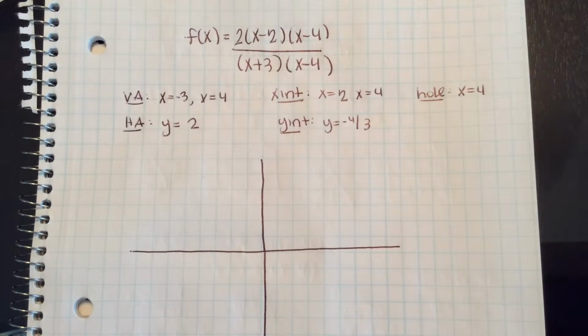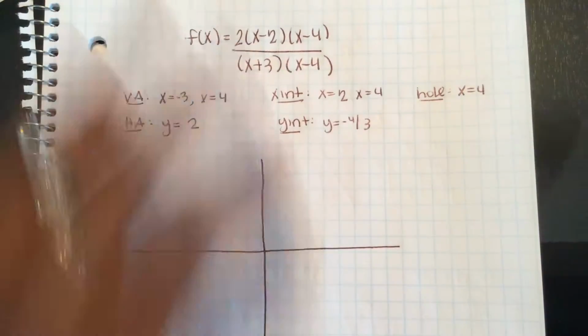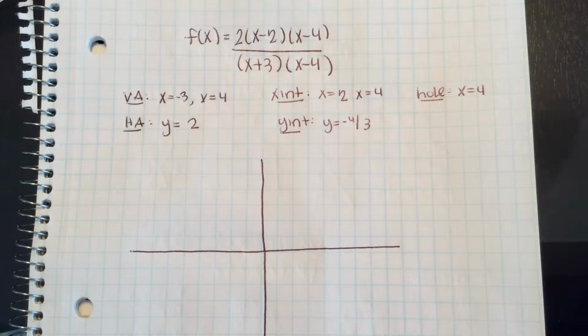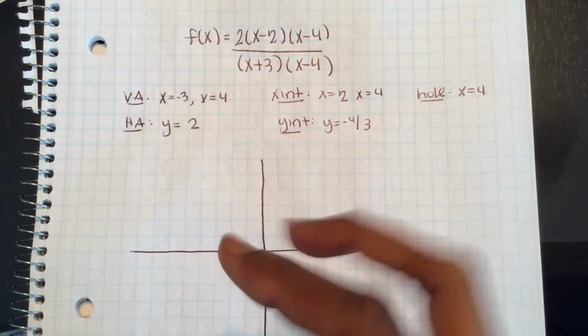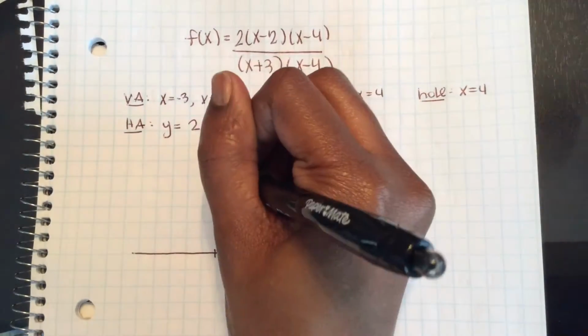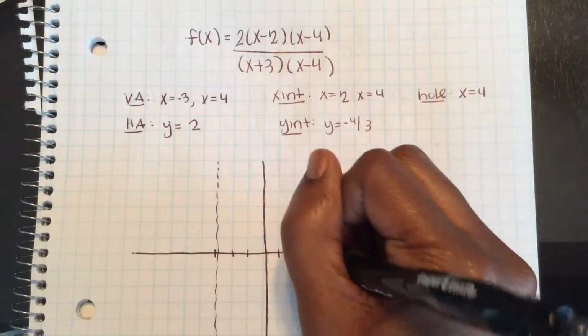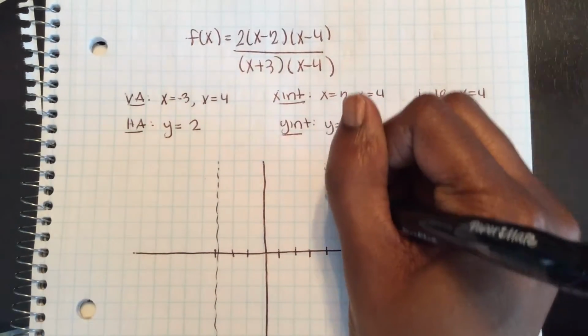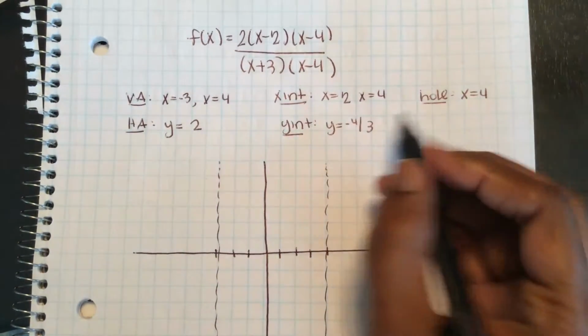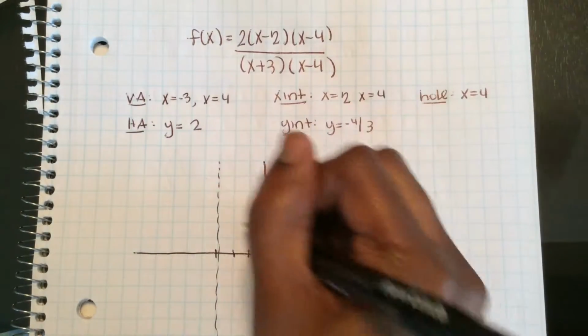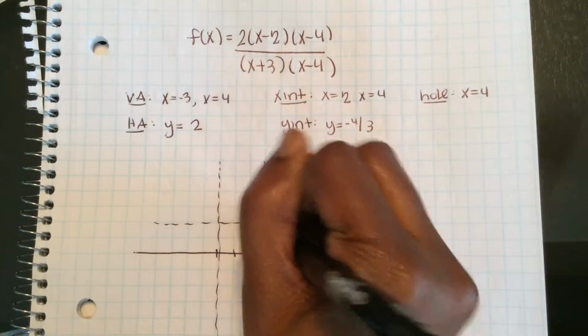All right, guys, let's sketch this graph now. I kept it in factored form because it's usually easier for me when I'm doing sign checking. So first I'll start with my vertical asymptotes at -3 and +4. And then my horizontal asymptote is at y equals 2.